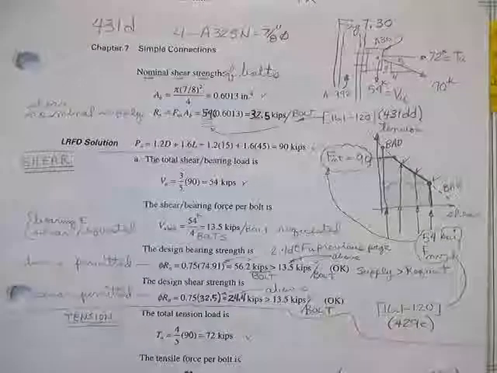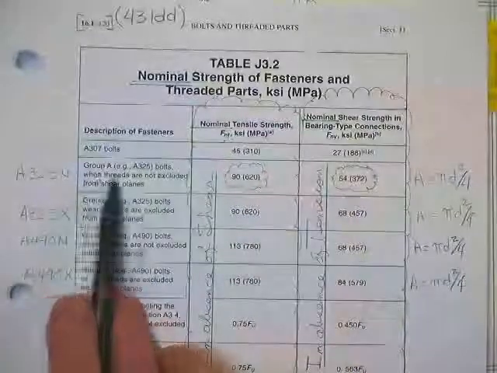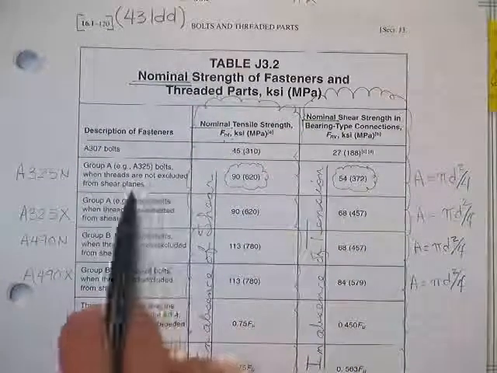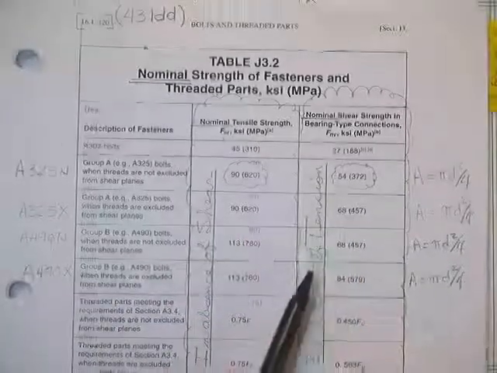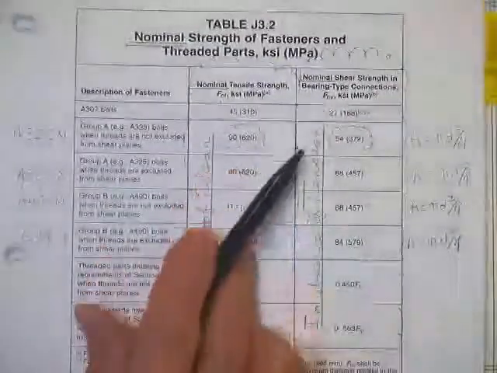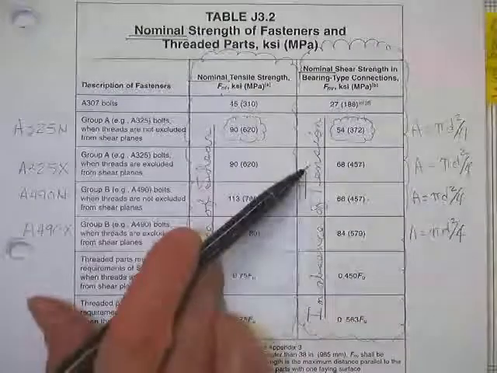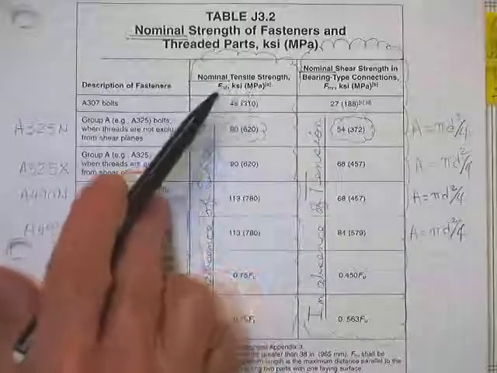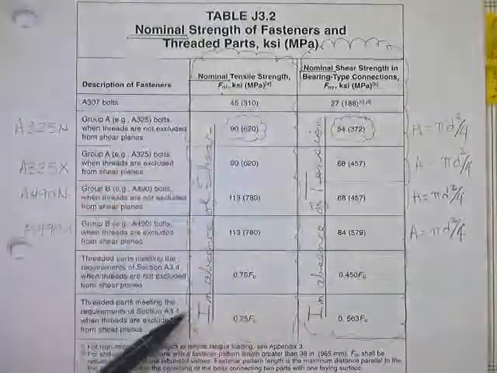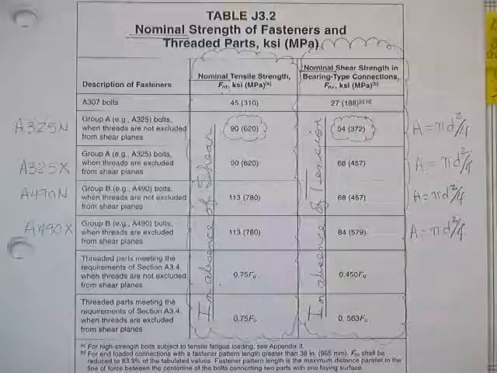And let's see where that 54 came from. Came right there. It was a Group A bolt. Threads were not excluded from the shear plane. Nominal shear strength right off of here. You'll notice that nominal shear strength doesn't say it, but he means in the absence of tension. And he doesn't really talk about it on the tension stress here, but he means this is how much tension you can have in the absence of shear. You can't have both those numbers.